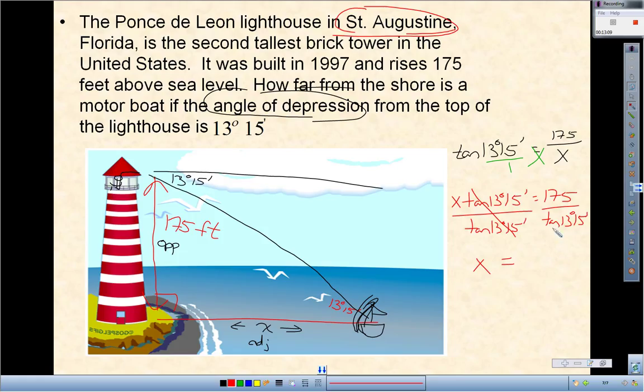If you notice, I didn't convert the 13 degrees and 15 minutes, because you could try typing this into your calculator, and you'll know if you get it right if you get 743.198 feet, or approximately 743 feet.